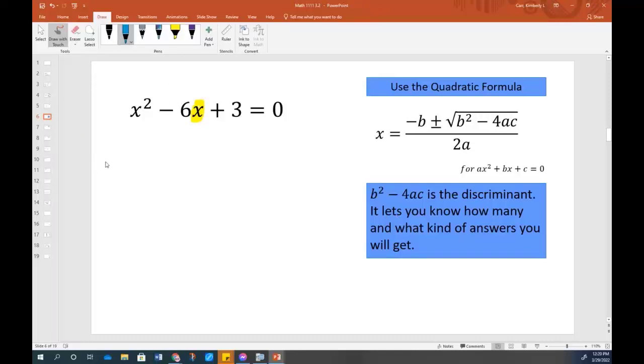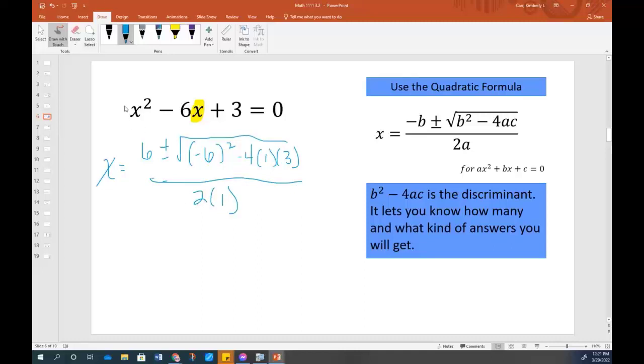So when we apply this one, we're going to say x equals, and you'll hear me say the opposite of b instead of negative b, because if b is negative, like it is here, then the negative in front of that negative actually just makes it positive again. So x equals the opposite of b plus or minus the square root of b squared minus 4ac all over 2a. All right, and a was this number right here in front.